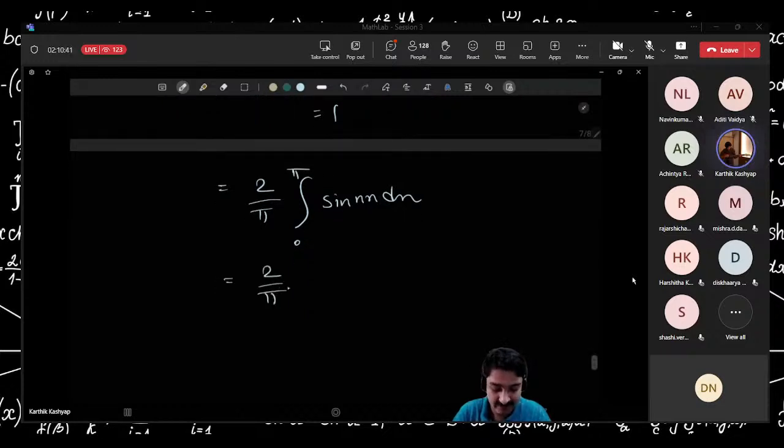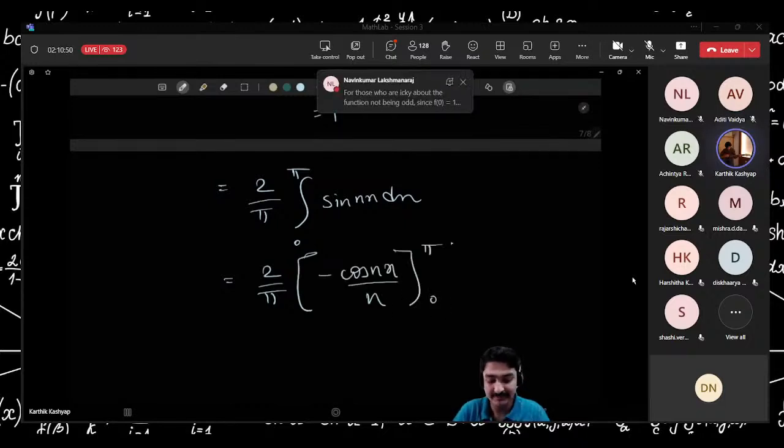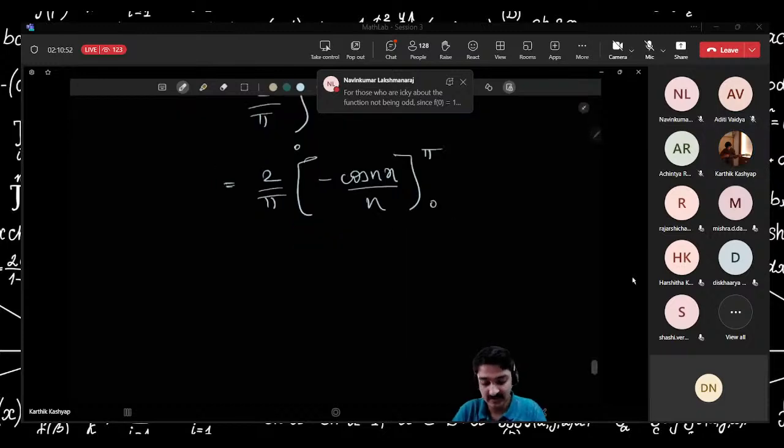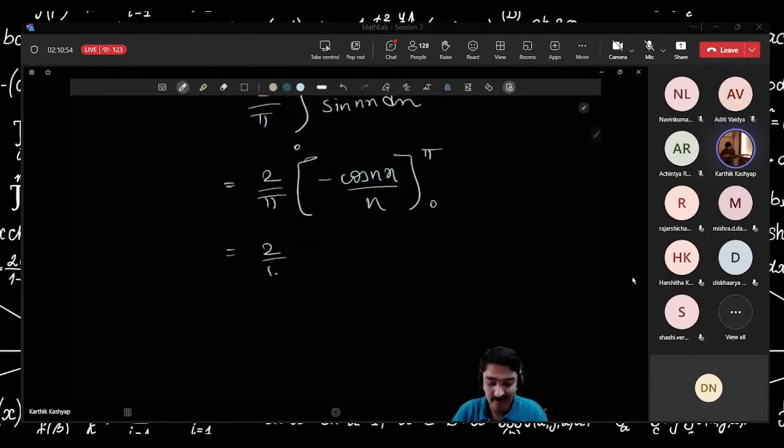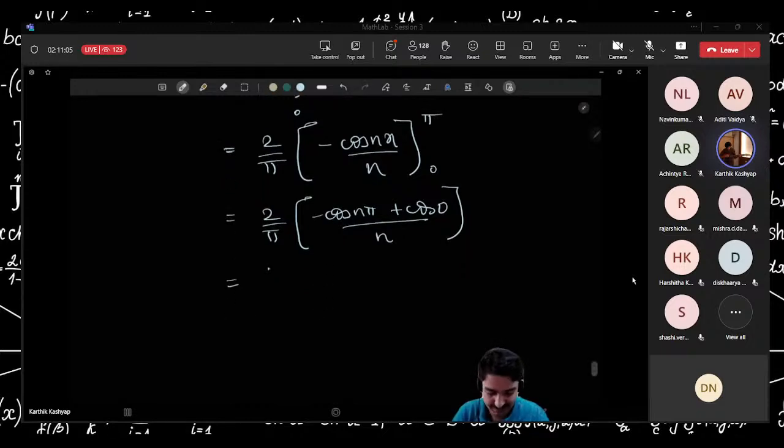So 2 by pi into the integral of sine, which is minus cos nx by n, from 0 to pi. With 2 by pi outside, if we substitute, we'll get minus cos n pi plus cos 0, by n. If we take n outside as well, because it is a constant for this, we get 2 by n pi into 1, that is cos 0 minus cos n pi.